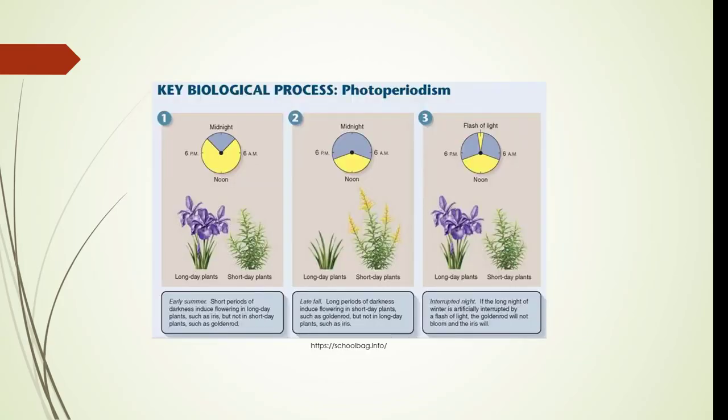Okay, so on the left here we've got long day plants and short day plants. We've got short periods of darkness for early summer induced flowering of the long day plants such as iris, but not in short day plants such as goldenrod. In the late fall, there's longer periods of darkness, and that induces the flowering of short day plants such as goldenrod, but not in long day plants such as iris. And then with interrupted night, the long night of the winter is artificially interrupted by some sort of light, so the goldenrod would not bloom and the iris would.